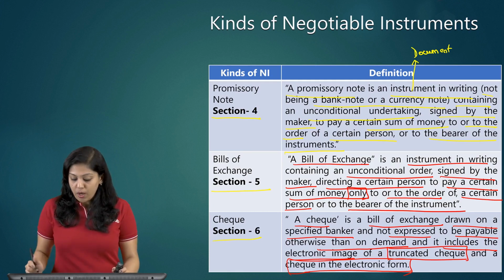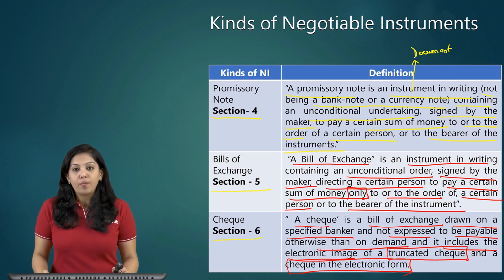So here remember, a check is always payable on demand, whereas a promissory note and a bill of exchange are paid only after a maturity period. What the maturity period is will be specified in the bill of exchange or in the promissory note. So this is the meaning of the kinds of negotiable instruments.